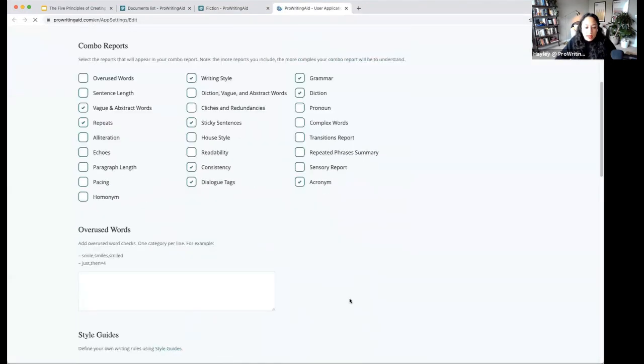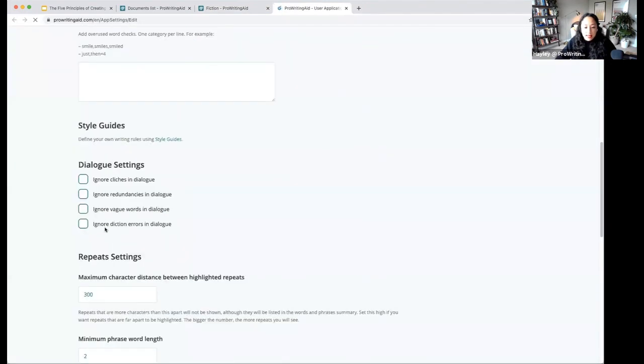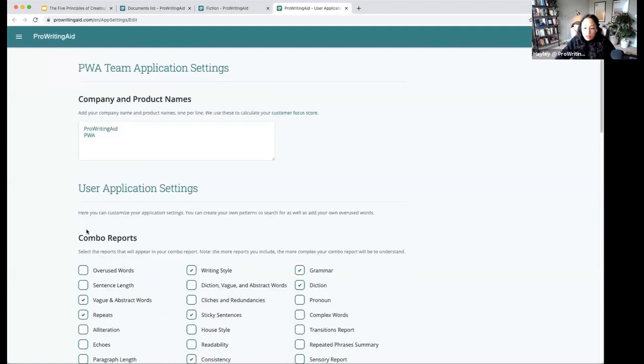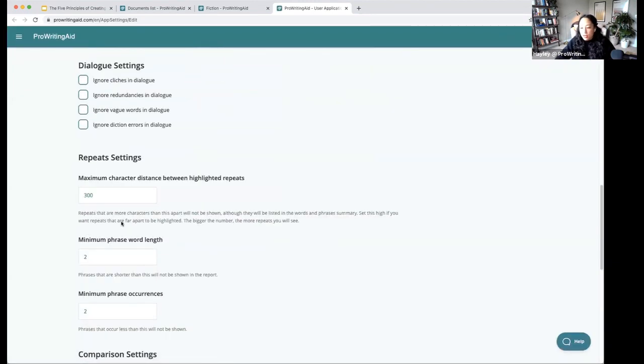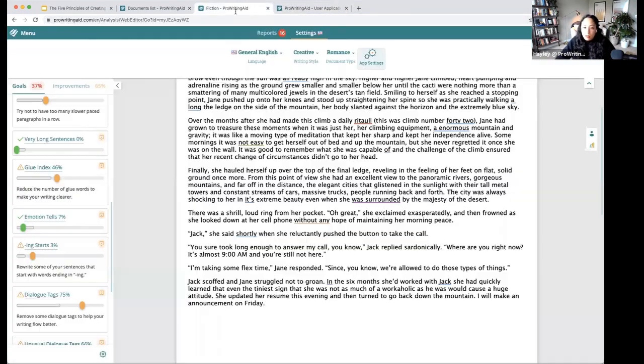There are places where you can ignore specific things in dialogue. So you can ignore cliches, redundancies, vague words, and dictionary errors in dialogue. You can turn these on to make it so that some of those things, again, within dialogue are okay to ignore. And again, one of the reasons that I focused on these particular principles is because none of them are incorrect. You could have every single one of these principles still in your writing and it would be fine.